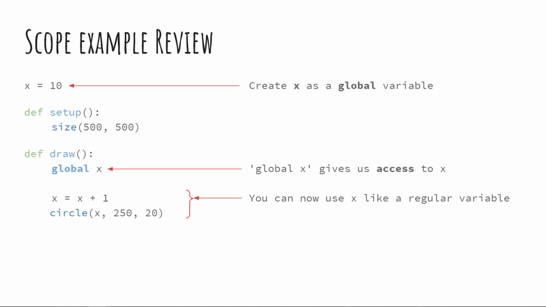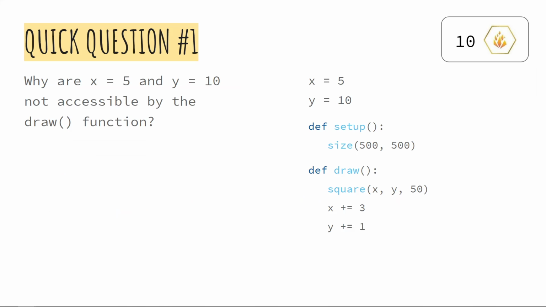So we will switch back to the presentation. Quick question 1 for today. Why are X equals 5 and Y equals 10 not accessible by the draw function? On the right, you can see our code sample. We have X equals 5, Y equals 10. def setup, size 500, 500, def draw, square X, Y, 50, X plus equals 3, Y plus equals 1. It'll give you all a bit to answer those.